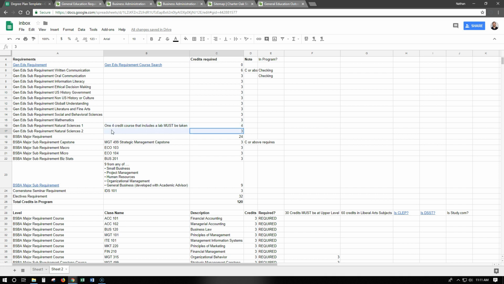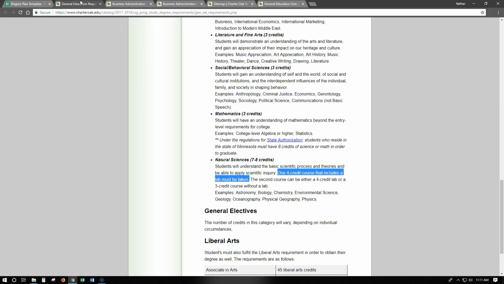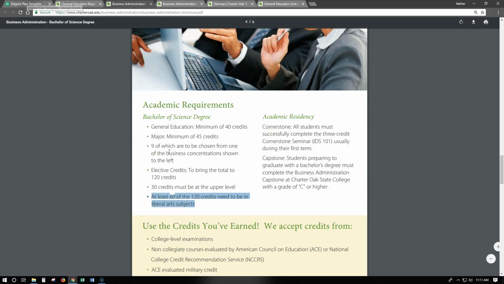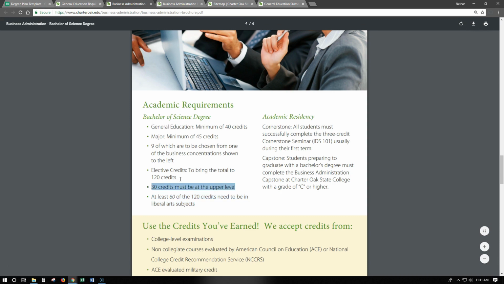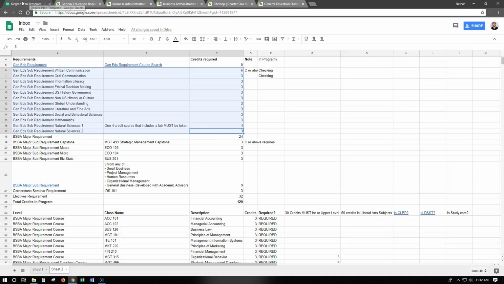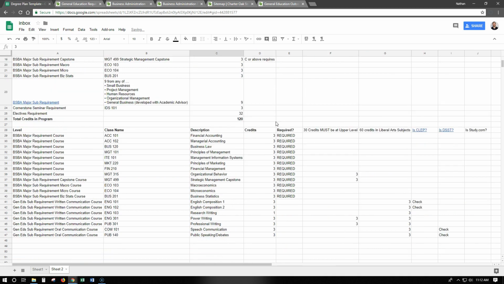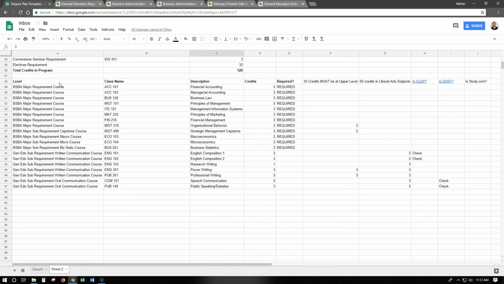one, do we know if any of these things cover the liberal arts? And we need to know that at least 30, or probably about 10, of our courses need to be at the upper level. So now we need to go start pulling courses, and we need some more information about those courses. That's where this part comes in.